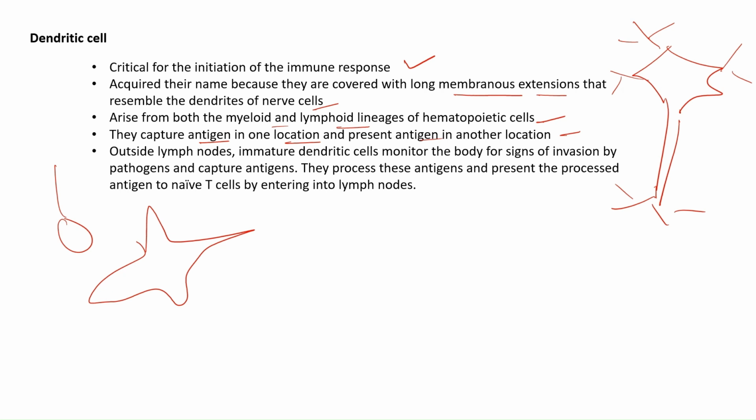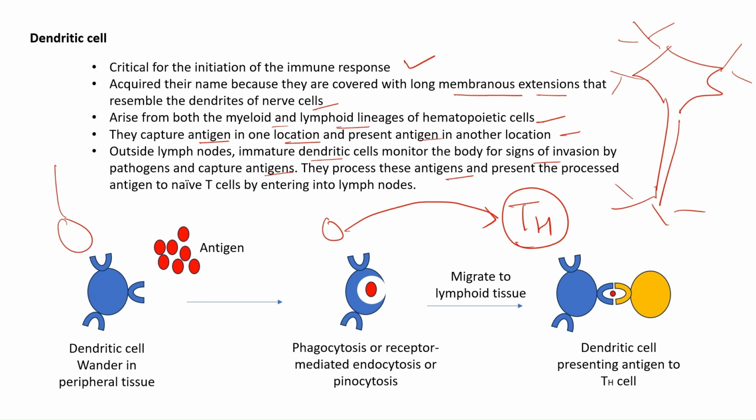Why? Because they present antigen to the Th cell. So they will bind antigen and move to the lymph node to present the antigen to the T cell. Outside the lymph node, these immature dendritic cells monitor the body for signs of invasion by pathogens and antigen. They process this antigen and present it to the T cells after entering into the lymph nodes. So this is the process.